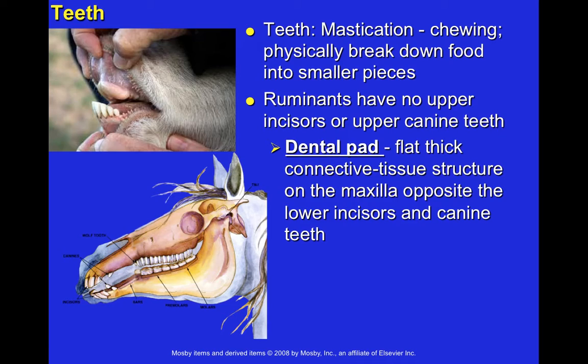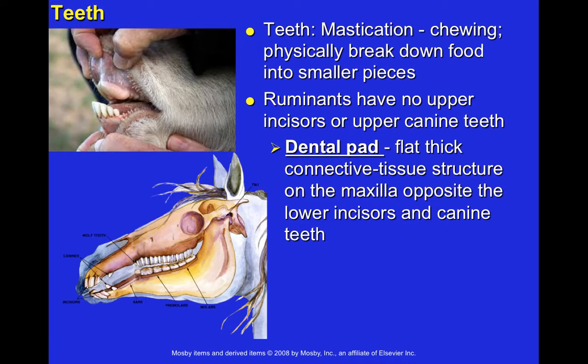Teeth are there for mastication, so chewing, physically breaking down food into smaller pieces. And then of course the saliva that we talked about in the previous slide works on the basis of chemical digestion as well. It has various enzymes that help break down those starches in the food.